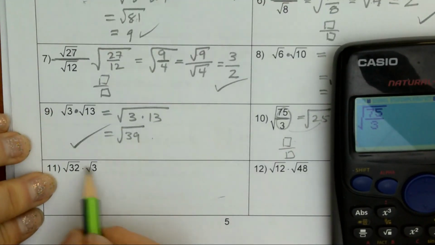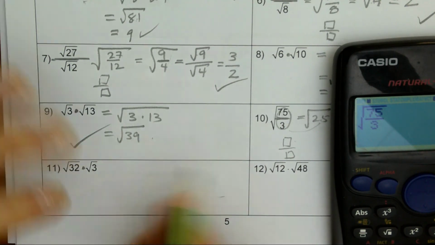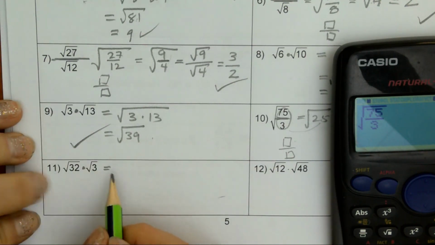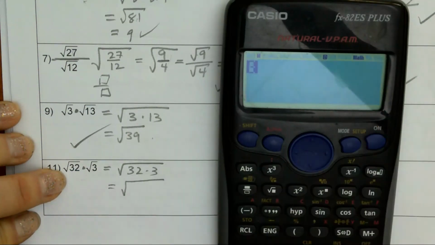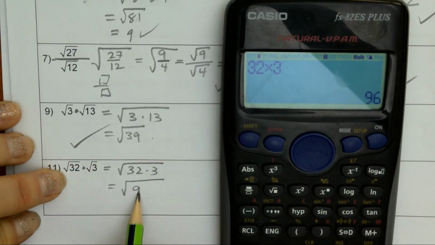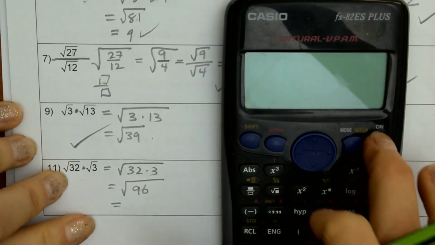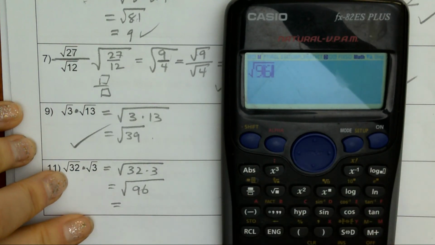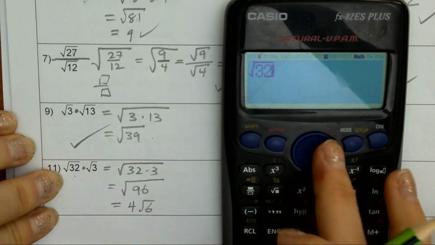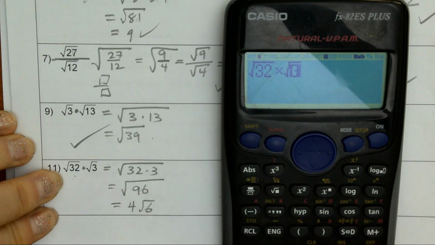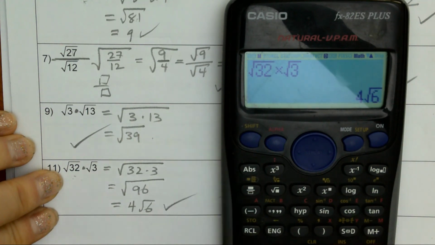Okay. I can't do anything with that root 3, but look, it's multiply. So I can squish them together. So that's equal to 32 times 3. And how much is 32 times 3? 96. And can we make that more simple? The square root of 96? Yep, 4 root 6. Let's check to see if we're correct. The square root of 32 times root 3. Yep, good.